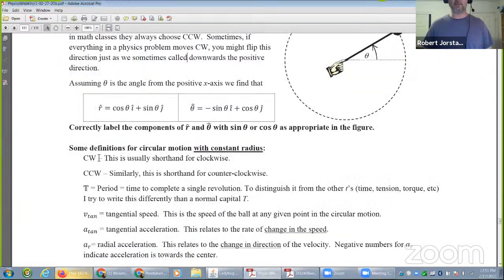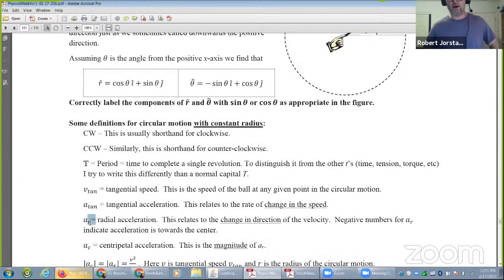Don't overthink it. Now you're going to see me use CW for clockwise and CCW for counterclockwise. This T is going to be period. I'm trying to distinguish it from time, tension, torque, etc. If you just write a capital letter T, it could be confusing because it could mean string tension. V tan is tangential speed. Underline that word speed. A tangential, you could also call that A in the theta direction, relates to the change in speed. A sub R is going to be radial acceleration. Notice if you get a negative number for A sub R, that's an acceleration towards the center.